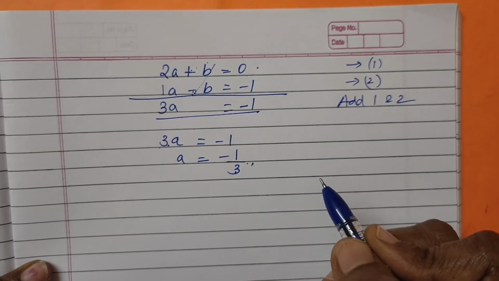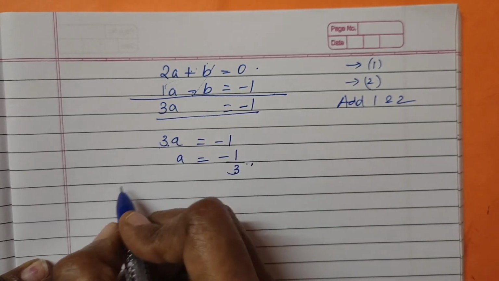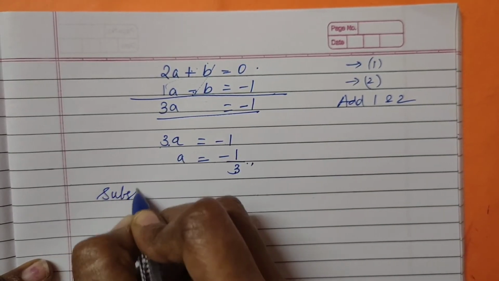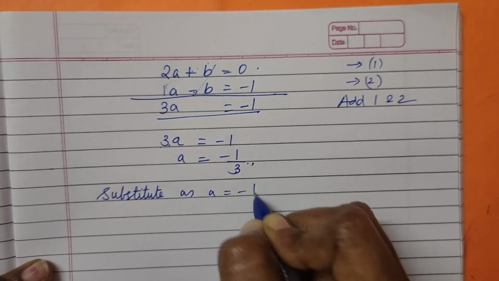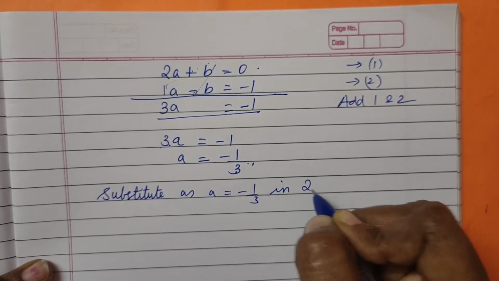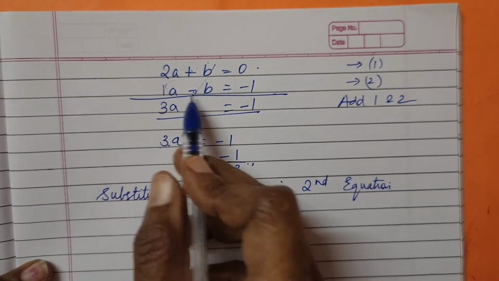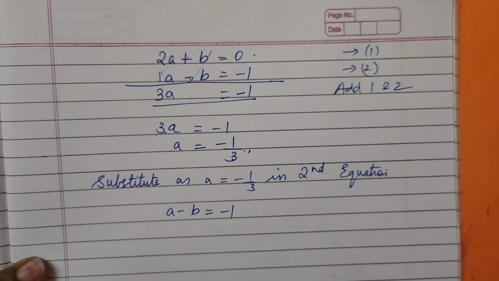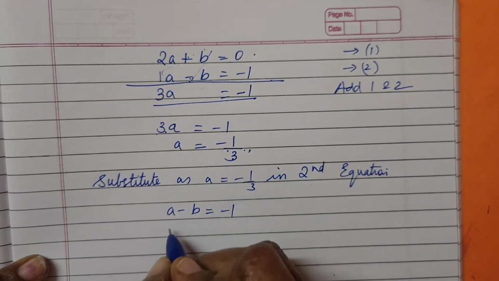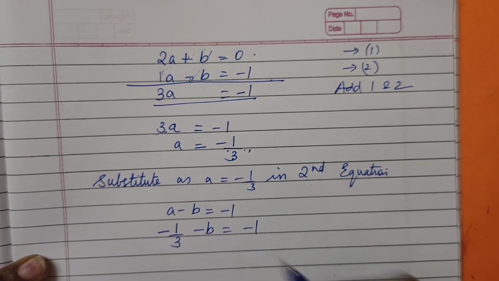Now we still need to find b. We will take the simplest one. Can we take the second equation? Yes. So substitute a equal to minus 1 upon 3 in the second equation. What is our second equation? a minus b equal to minus 1. So I am substituting a, which is minus 1 upon 3, minus b equal to minus 1.